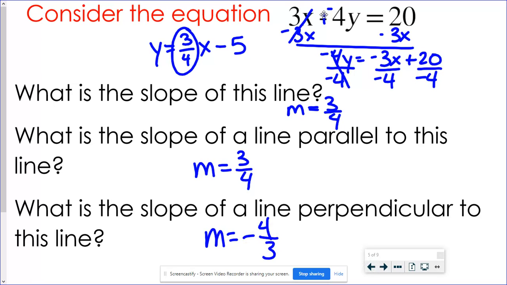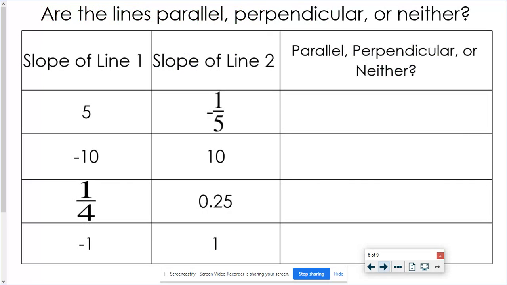And again, we do not want that to change into a mixed number. Improper fractions are wonderful. You have a section on your worksheet that looks like this as well. I'm going to give you two slopes, and I want to know, are the two lines parallel or perpendicular or neither?